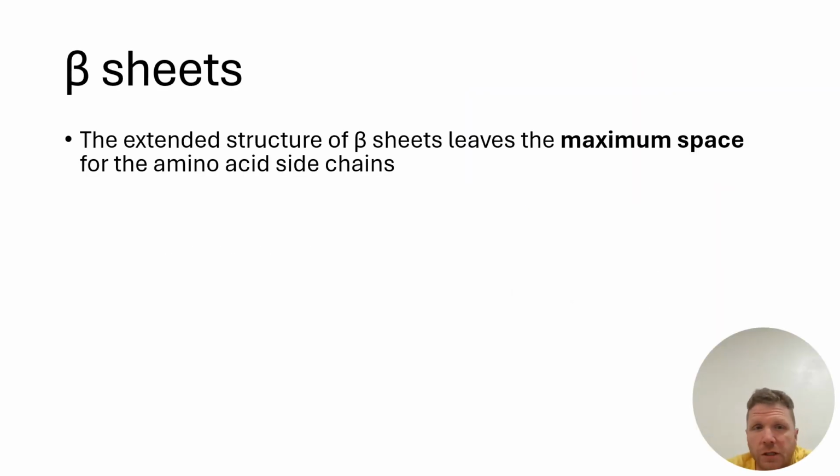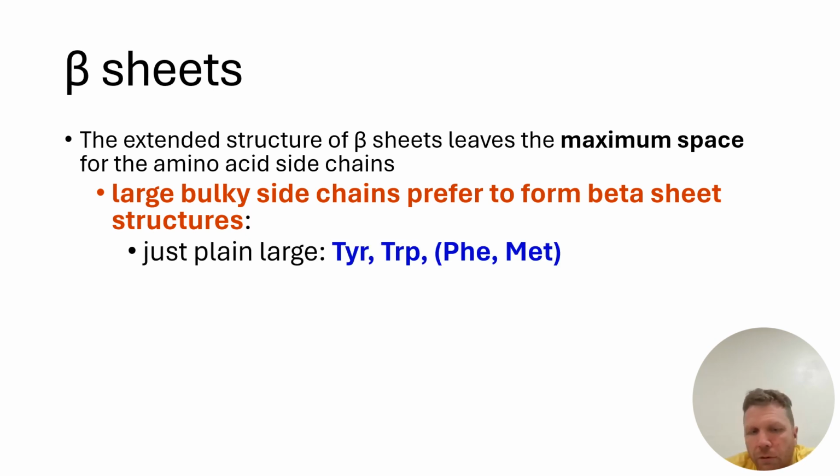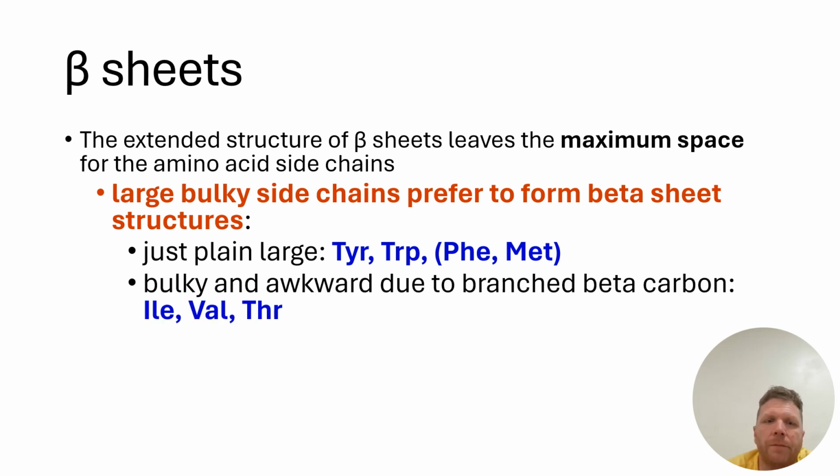When it comes to beta sheets, the extended structure of beta sheets leaves the maximum space for the amino acid side chains. So large, bulky side chains are preferred to form beta sheet structures. Examples of large residues are tyrosine, tryptophan, phenylalanine, methionine. Methionine, when you think about that, it's not necessarily an enormous amino acid residue, but think about the atoms within that residue. There's a sulfur atom there, followed by a methyl group. So it's a slightly larger amino acid.